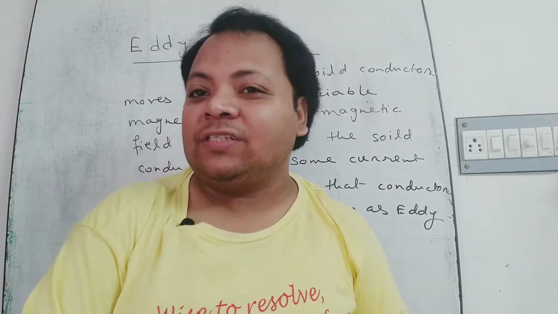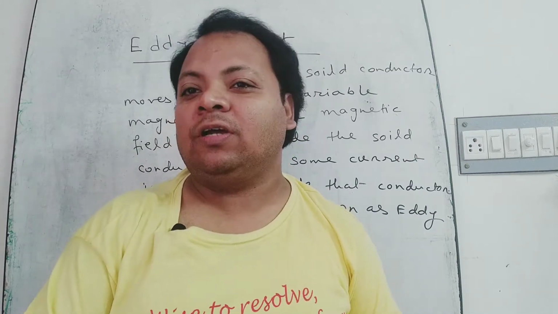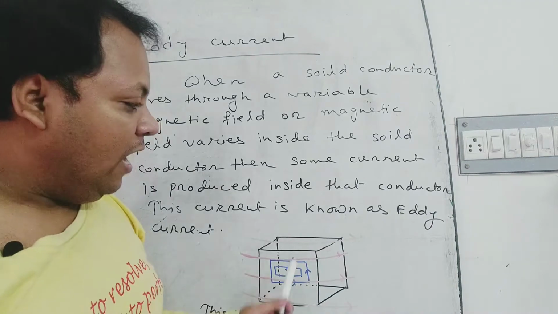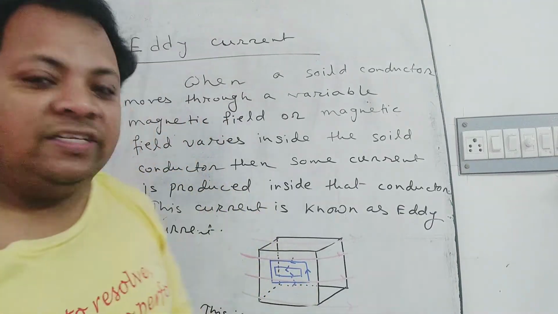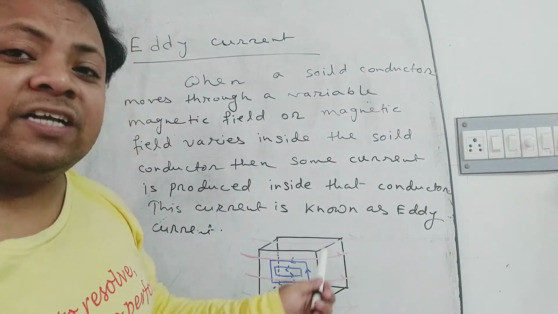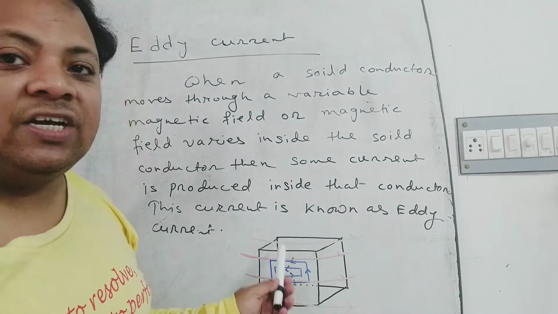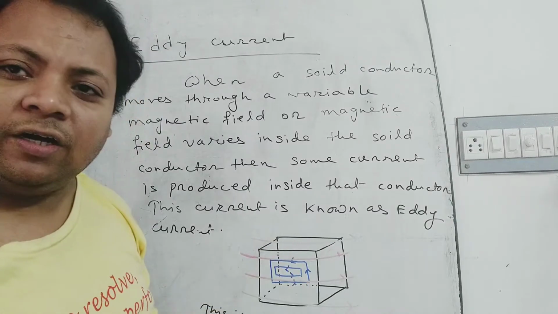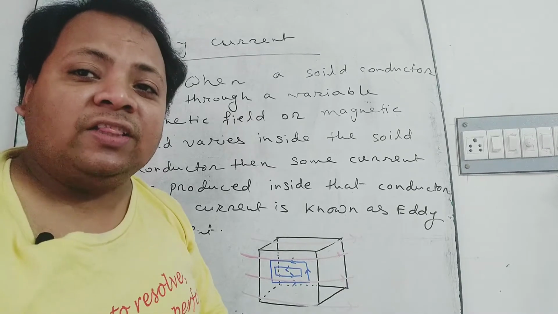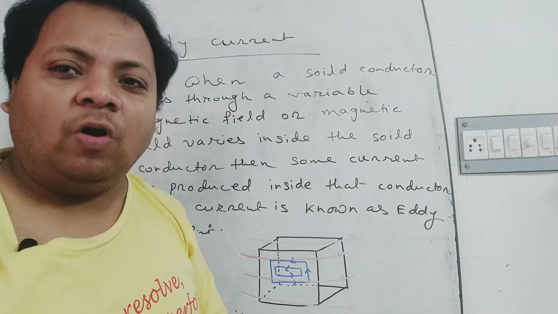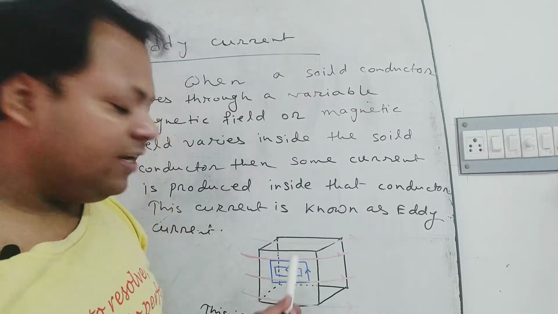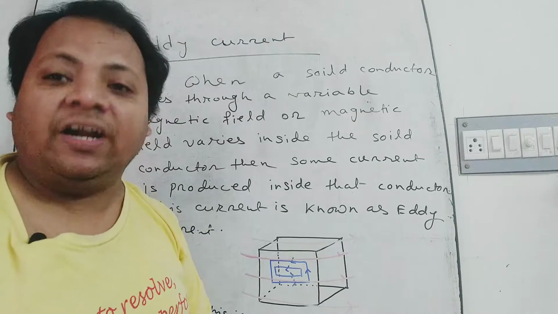So today's topic is eddy current. Now I am going to discuss eddy current theoretically. When we place a solid conductor inside a variable magnetic field, some current is produced inside this solid conductor. The conductor then gets heated up or produces some heat. This current is known as eddy current.